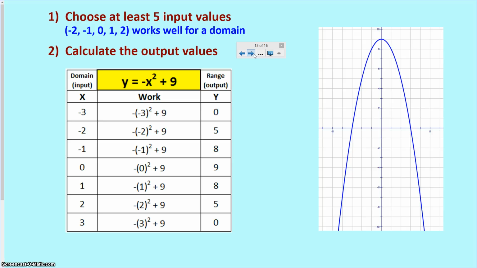That's how you graph a parabola by using a table. I will see you tomorrow, and we will get to work on trying to figure out what these numbers in front of the x squared and what the constant term does to the shape of the graph.